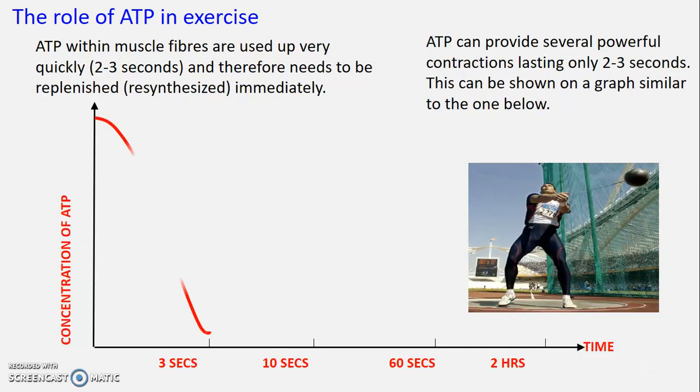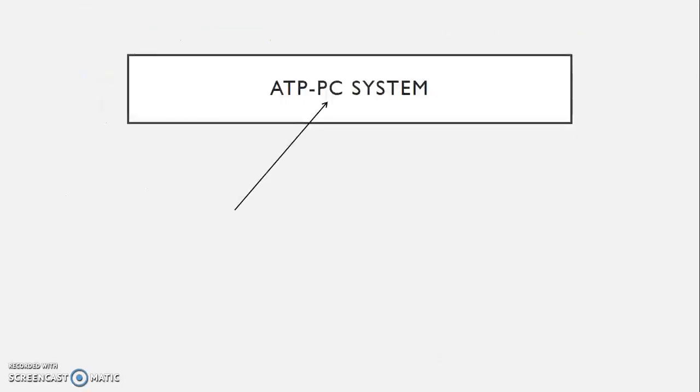Here's just a little diagram for you so you can actually see. After 3 seconds, something that takes 3 seconds, a golf swing, a punch in boxing, something like that, once you have used that, you move on to your first energy system, which is the ATP-PC System. So what does this stand for? Adenosine triphosphate phosphocreatine system.